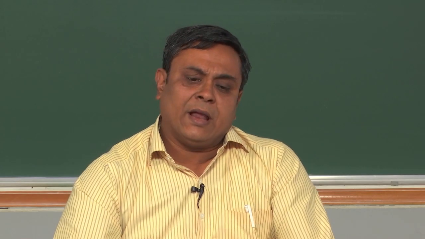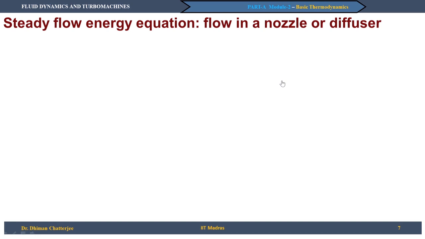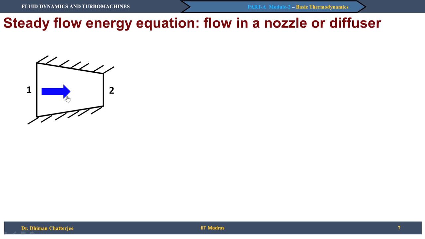So, let us take an example of the steady flow energy equation, the flow in a nozzle or a diffuser. So, this is a nozzle in a conventional sense we have drawn, this is a schematic. 1 is the inlet, 2 is the outlet, and the flow direction is from the inlet to the outlet.